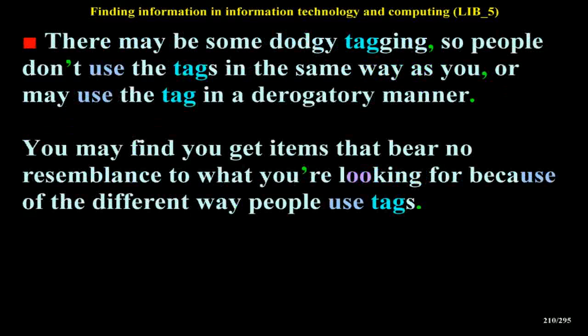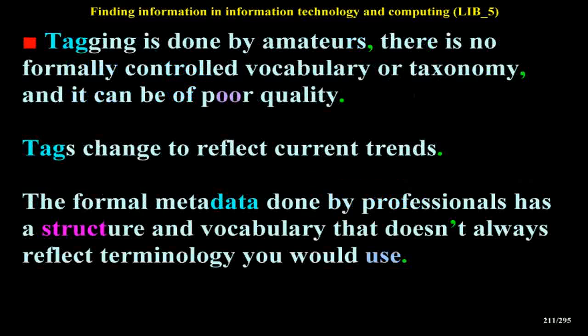There may be some dodgy tagging, so people don't use the tags in the same way as you, or may use the tag in a derogatory manner. You may find you get items that bear no resemblance to what you're looking for because of the different way people use tags. Tagging is done by amateurs. There is no formally controlled vocabulary or taxonomy, and it can be of poor quality. Tags change to reflect current trends. The formal metadata done by professionals has a structure and vocabulary that doesn't always reflect terminology you would use.